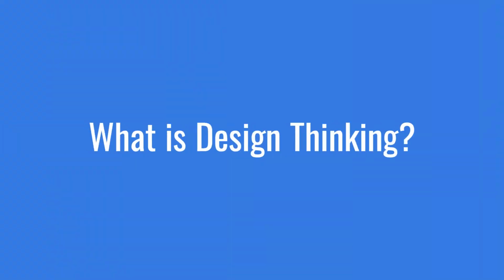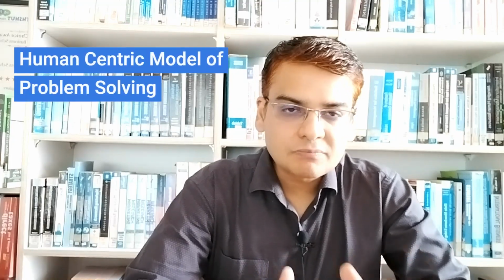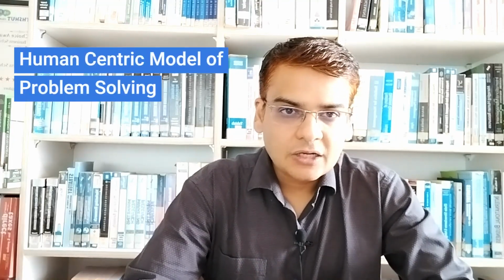And in today's short video, I'll be taking you through what is design thinking and how design thinking plays out in the form of a process model. So let us begin with a very simple definition of design thinking. Design thinking is a human-centric model of problem solving. Now, it is not about designing as much as about thinking. So what we need to understand is that you can solve any type of problem using design thinking. However, it is about being systematic.